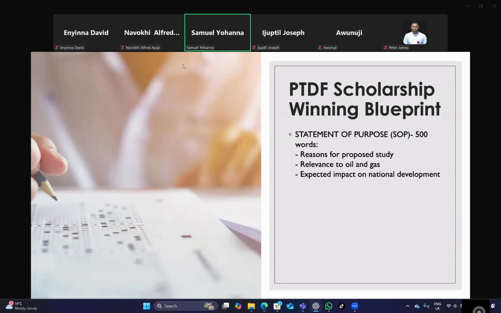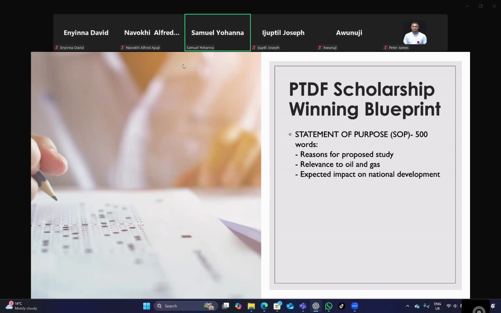First is the reason for your studies. You have to find a problem. What is it really that your studies can solve? Okay, you are going for a master's, you're going for a PhD. What is the implication of your studies to a particular oil and gas problem in Nigeria? It's a PTDF scholarship, so they are biased when it comes to oil and gas. So whatsoever you are doing, try to link it to oil and gas because they are PTDF, right?